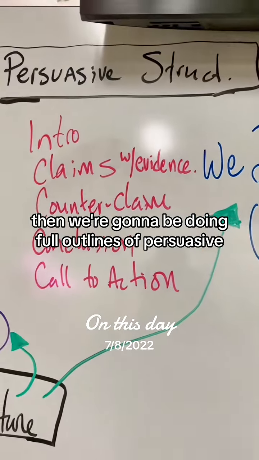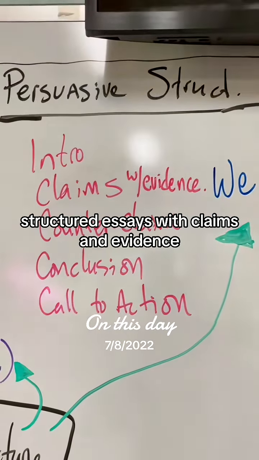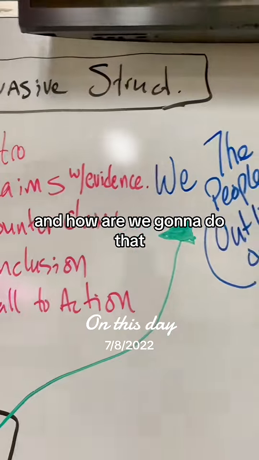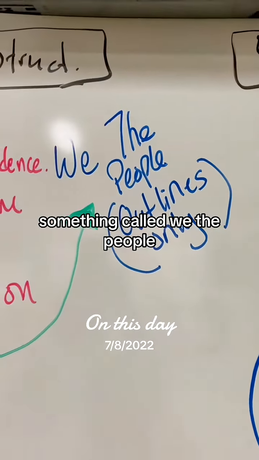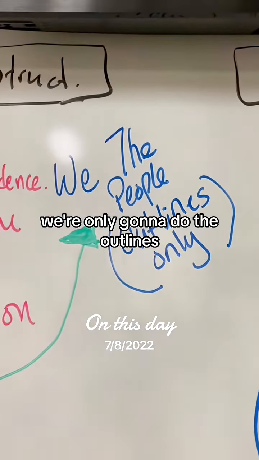Then we're going to be doing full outlines of persuasive structured essays with claims and evidence, counterclaims, and how are we going to do that? Something called We the People. But we're not going to write whole essays. We're only going to do the outlines.